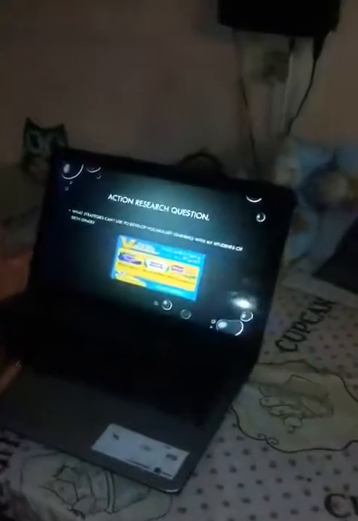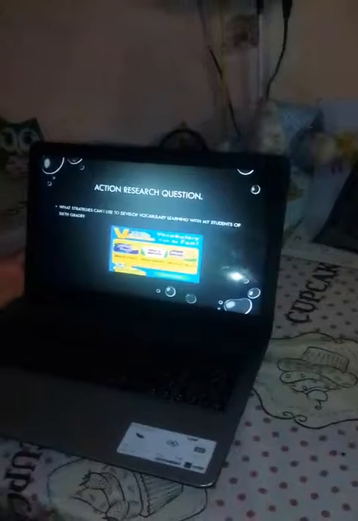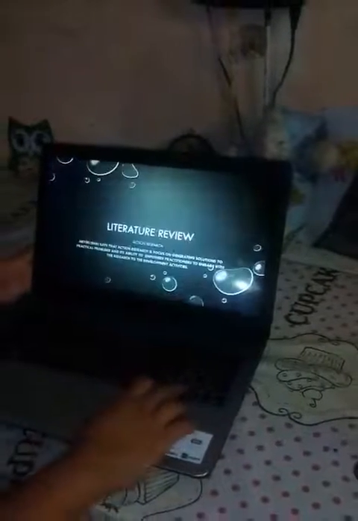So that's why it takes me to say the action research question. What strategies can I use to develop vocabulary learning with my students of 6th grade? Let's check some literature review about this project.